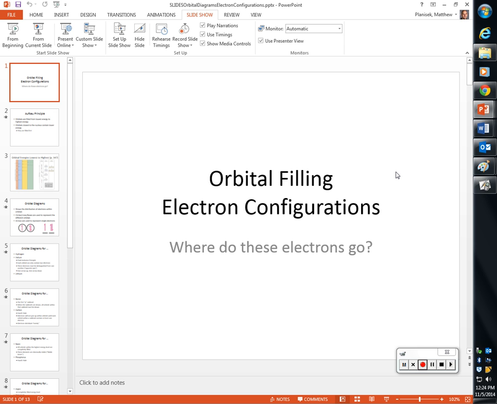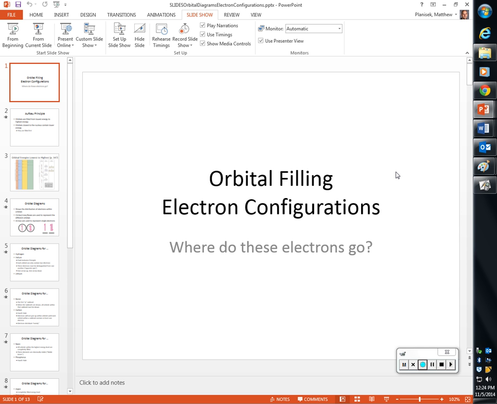Go ahead. The Pauli exclusion principle. What does the Pauli exclusion principle tell us, Amanda? Each orbital can only contain 2 electrons. How do we distinguish one from the other in an orbital diagram? One up arrow, one down arrow, right?